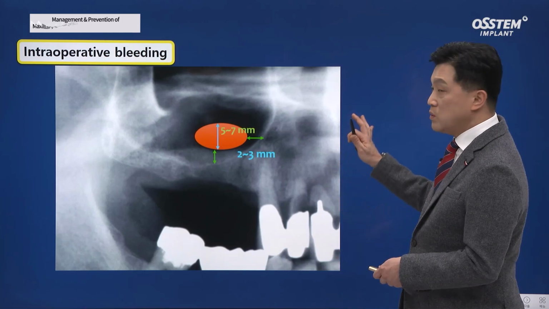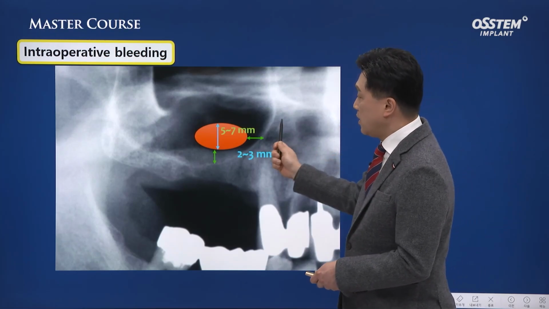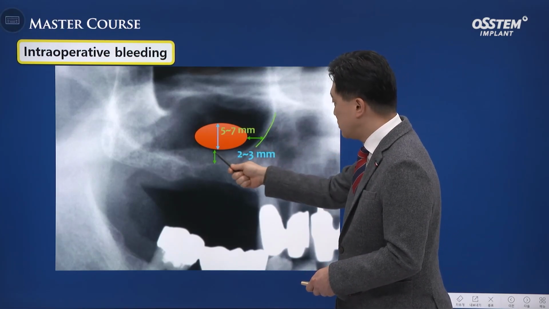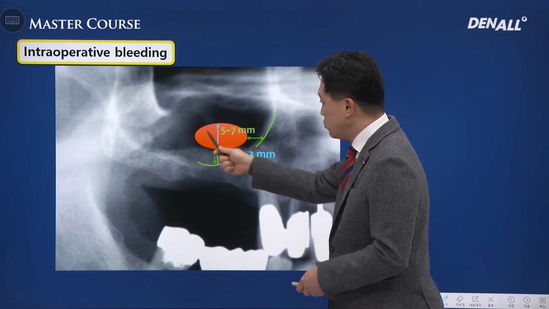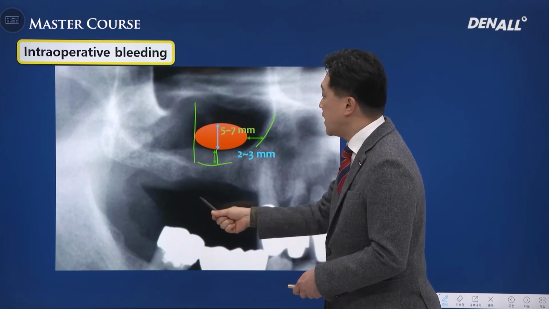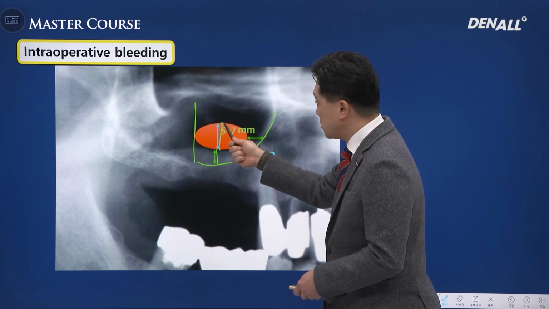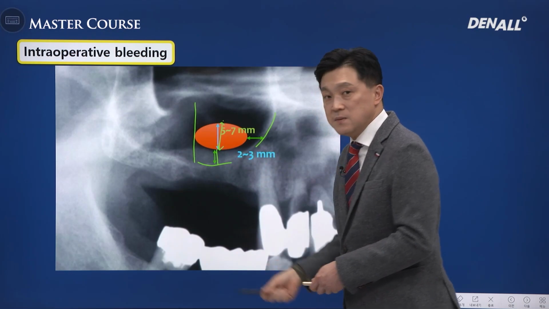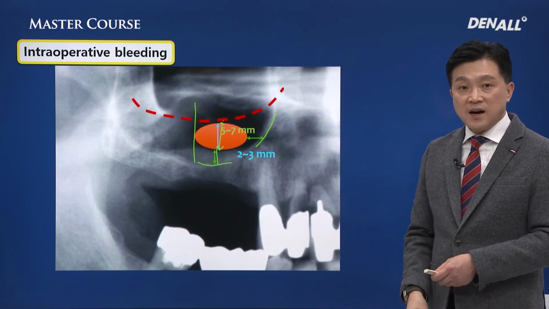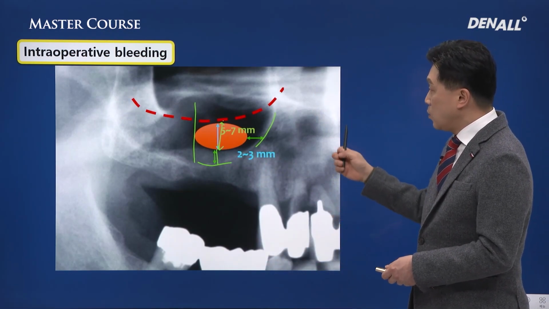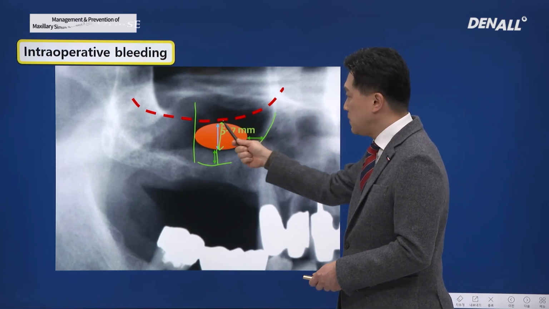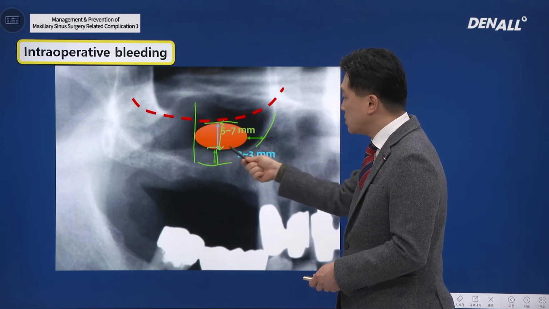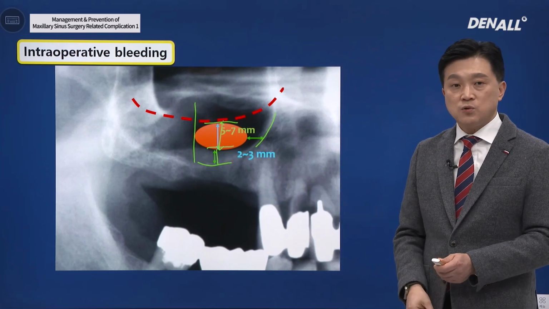In general, when window is formed, it is done like this. It needs to be formed 2 to 3 millimeters apart from the anterior margin and the floor. The posterior side should match the implant placement depths. The vertical height should be about 5 to 7 millimeters. You need to do it like this. If there is intraosseous anastomosis artery, you need to avoid it and determine the vertical position of the window.